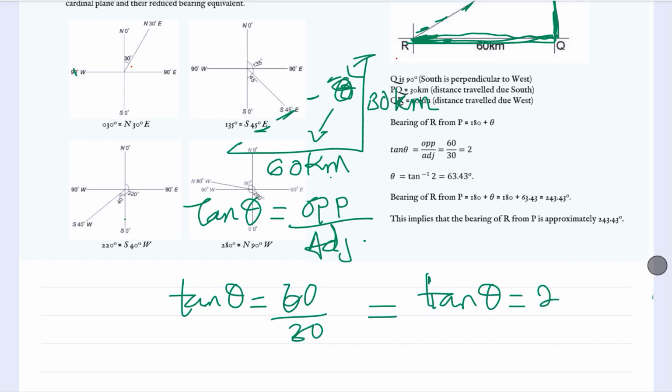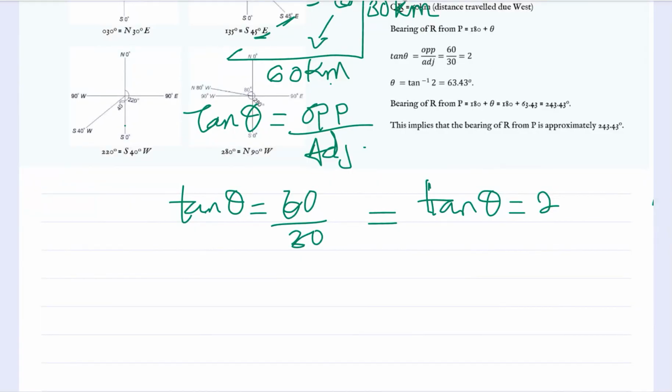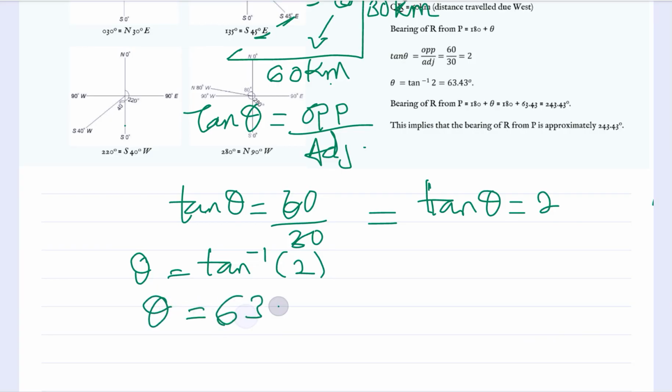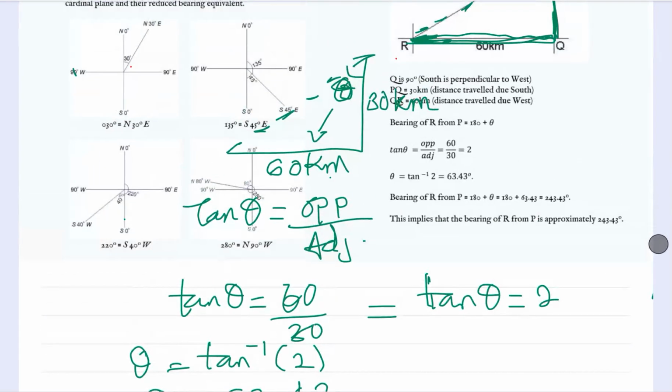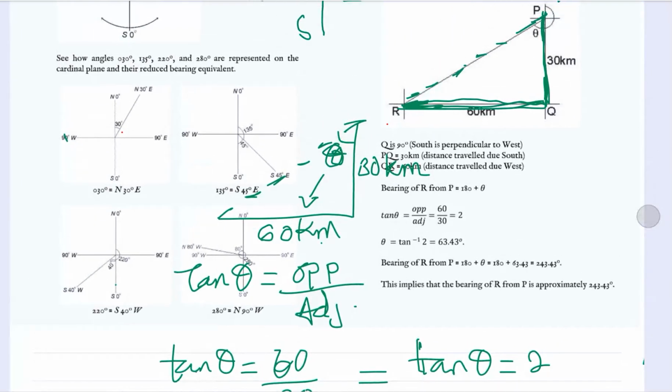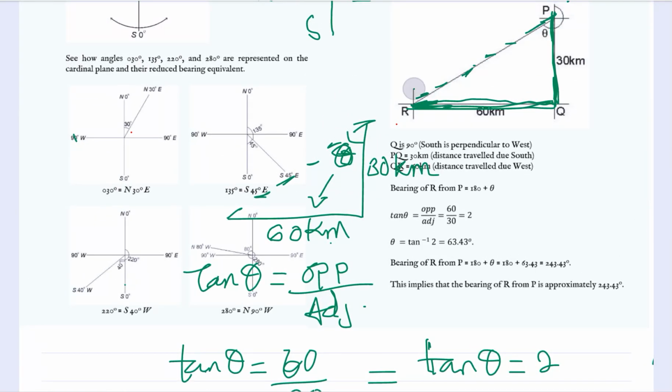Then what will you do now? That will give us tan inverse, right? So we are going to say that theta is equal to tan inverse of 2. And on your calculator, if you press tan inverse of 2, you would get 63.43. All right, you get 63.43. Now you can see that here we now have our bearing of this part to be what now?